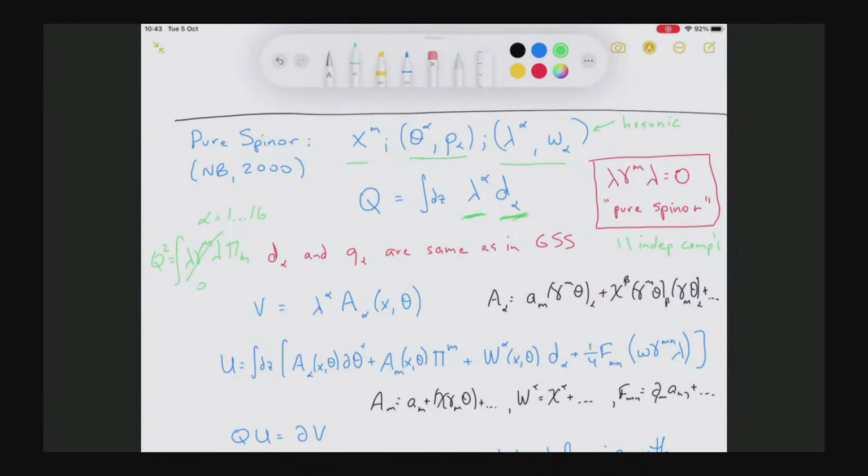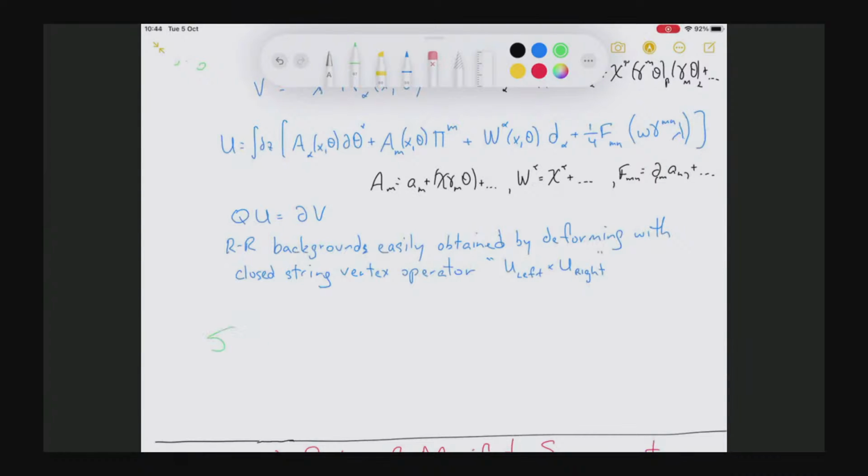But the action is essentially the same as in the BRST operator, but you also have, of course, a contribution from the ghosts. So the action in a flat background in this formalism is just dx d bar x plus p alpha d bar theta alpha. And then there's a coupling of the w's with the lambdas. So w is the conjugate momentum to lambda of conformal weight 1. So these have conformal weight 0, and this has conformal weight 1.